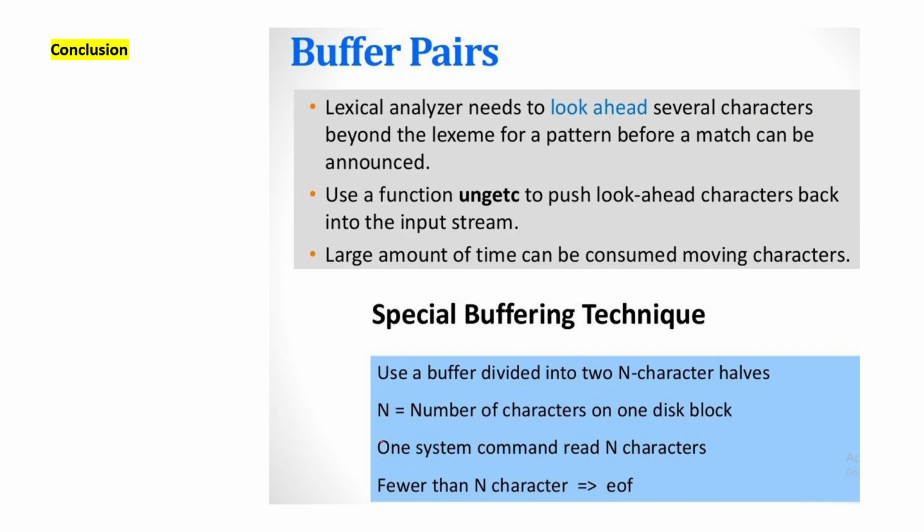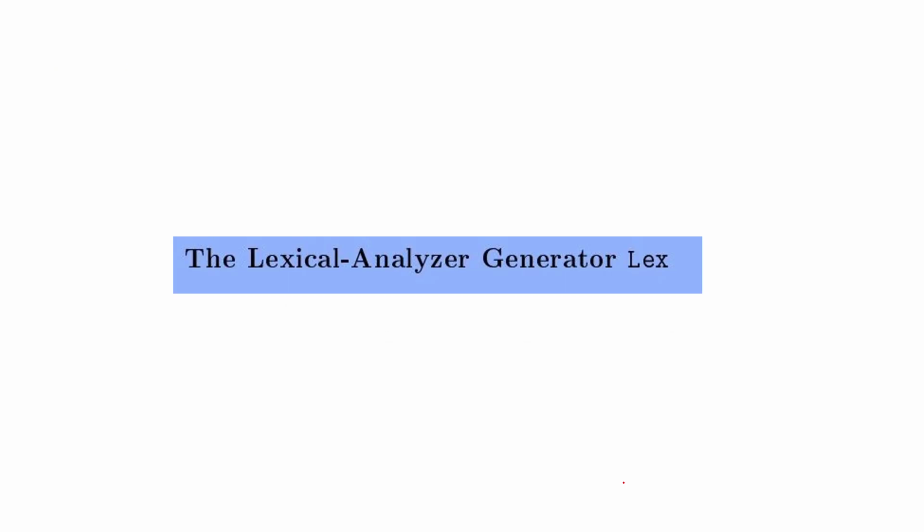So these are the conclusions for using buffer pairs. The lexical analyzer needs to look ahead several characters beyond the lexeme for a pattern before a match can be announced. We use a function called ungetc to push lookahead characters back into the input stream, and a large amount of time can be consumed moving characters. Special buffering techniques use a buffer divided into two N-character halves, where N is the number of characters on one disk block. One system read command reads N characters; fewer than N characters means EOF.